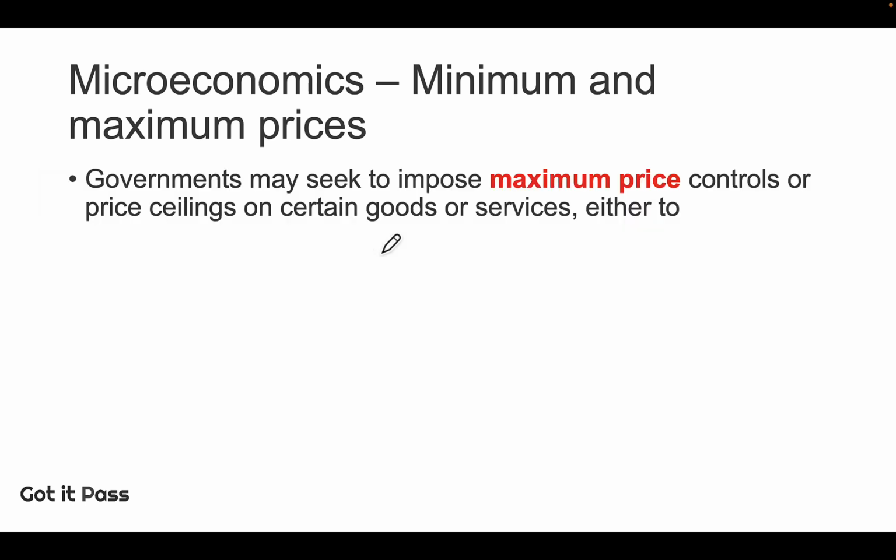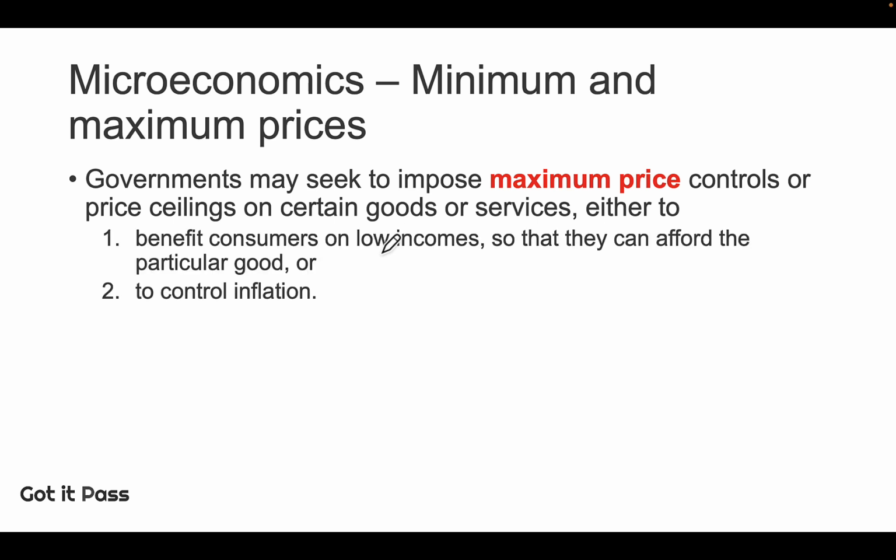On the other hand, governments may seek to impose maximum prices, or price controls or price ceilings, on certain goods or services. The purpose of imposing maximum price controls is, first, to benefit consumers on low incomes. It is for political reasons, so that low-income consumers can afford the particular good. Or second, to control inflation. So here are the government's intentions or purposes for imposing a maximum price.